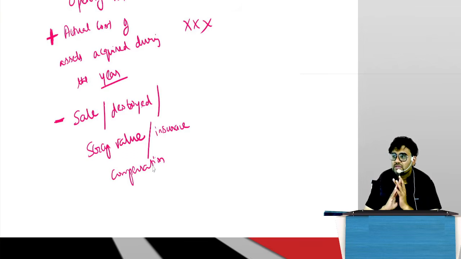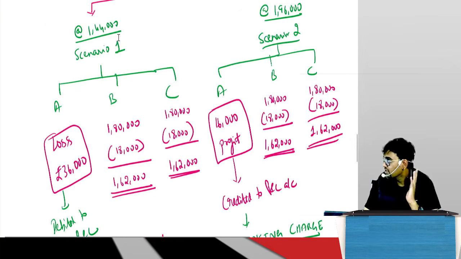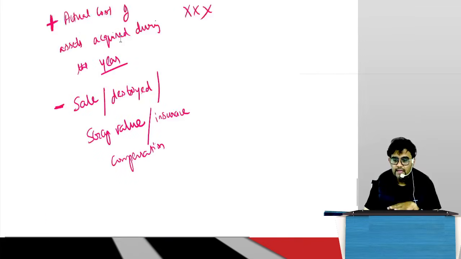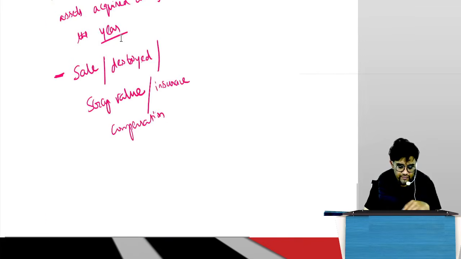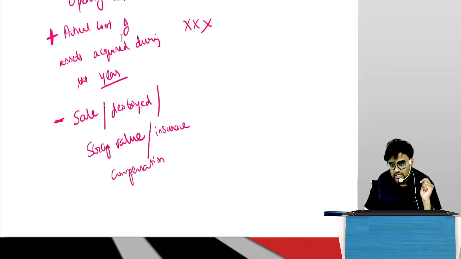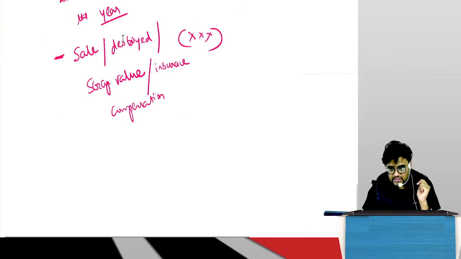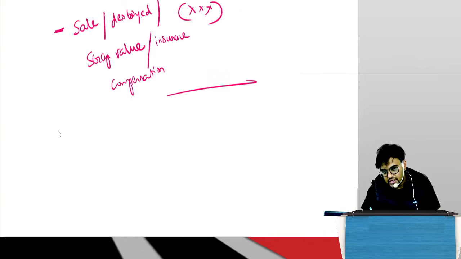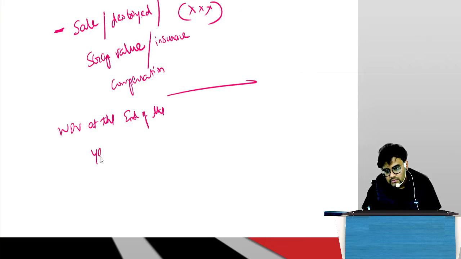Easiest. Easy concept. Block concept. No need to maintain separately like this. Mix everything. So sale, destroyed, scrap value, insurance compensation, all those things. Then after subtracting this, what I will get is the WDV at the end of the year.